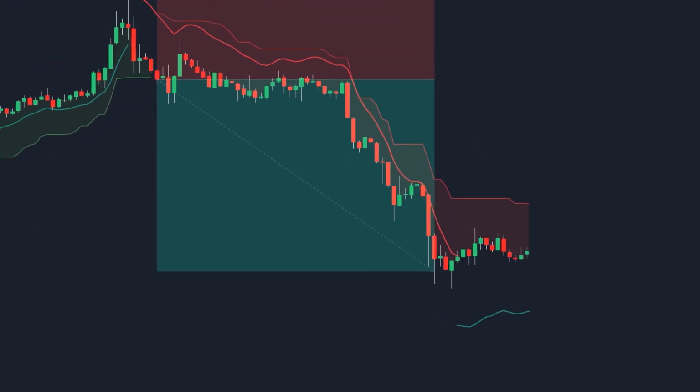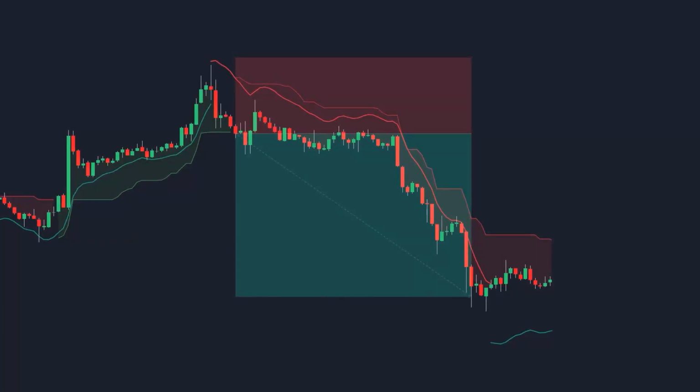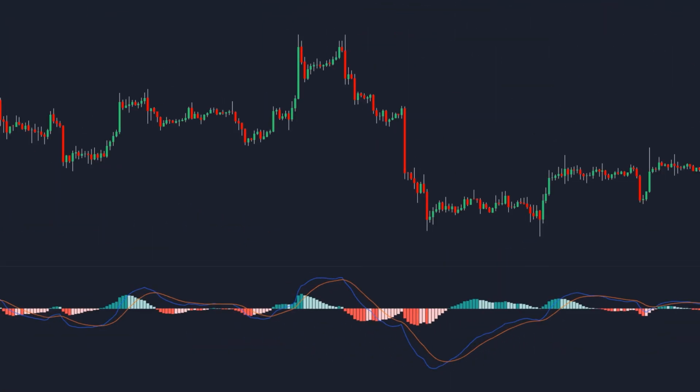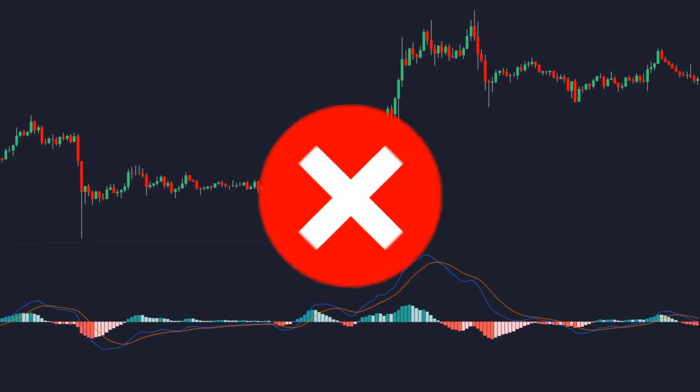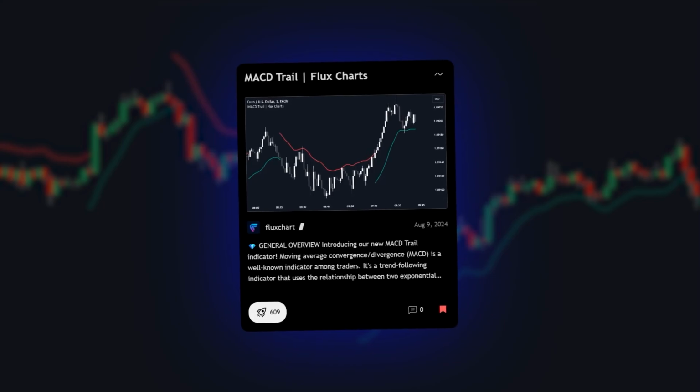And that's the power of this combo, because once you've seen how clean this setup plays out, you'll never look at your old MACD the same way. So if you're still waiting on your MACD crossover and hoping you won't miss the trend, stop it. You can start using the MACD trail indicator today.